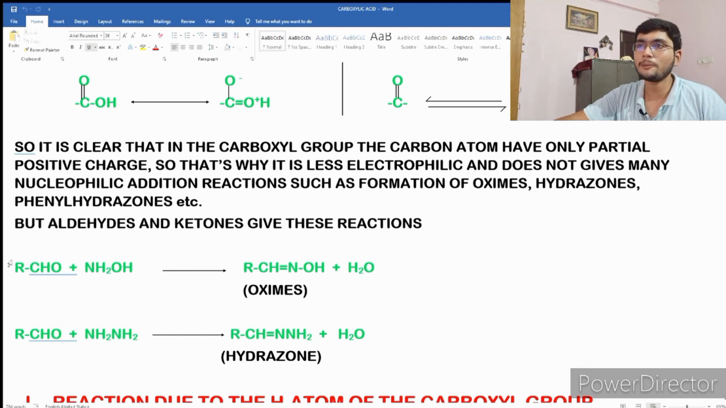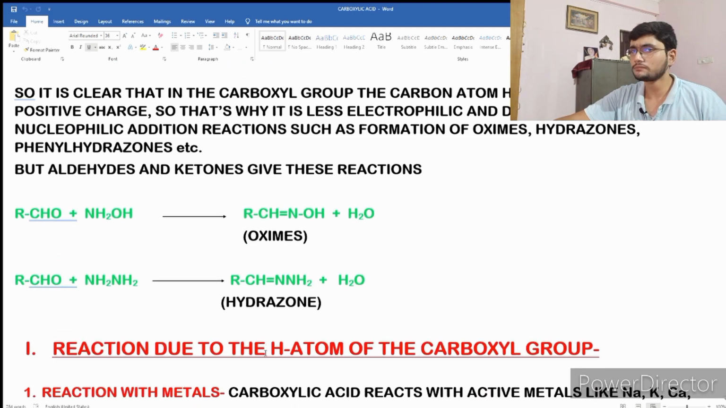Like you can see, this is an aldehyde, RCHO, and this I have taken is hydroxylamine. So what will happen? The water will get lost and we will get an oxime. Similarly, when we react it with hydrazine, NH2NH2, the same will happen here also: water will get lost and we will get a hydrazone. So this you can see.